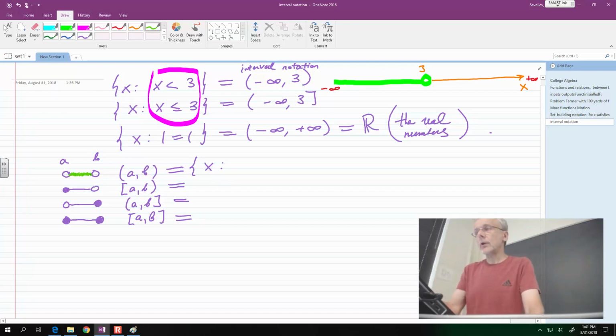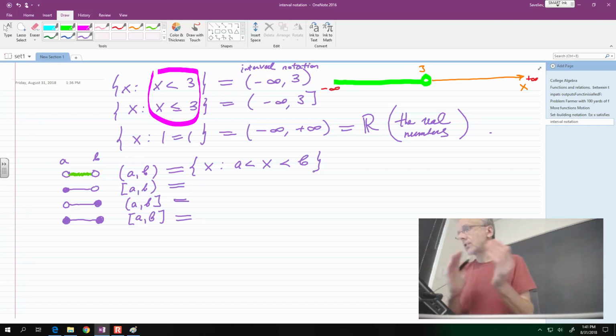So how do I algebraically now, using the set building notation, express this set? X. Well, what is the relation of X to A? A is less than X, which is less than B. That's right. Like this. Okay, so like I said, it's 2 inequalities that have to be satisfied. Just in case you haven't seen it before, like a double inequality, that's what it is. This is what it means.